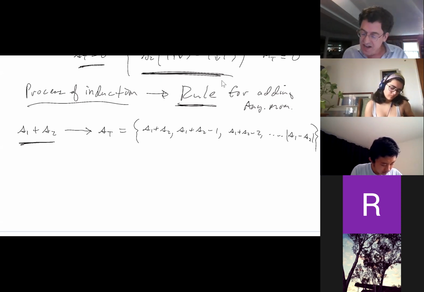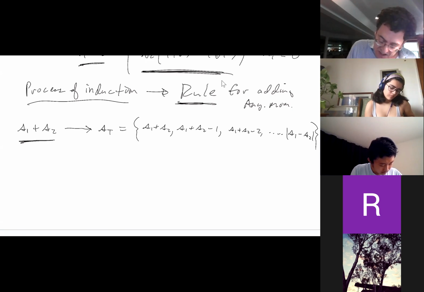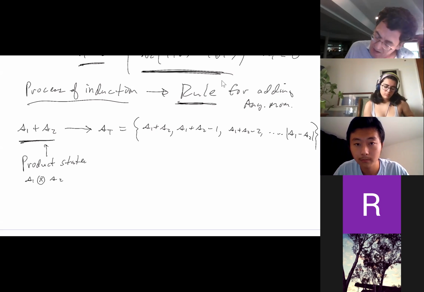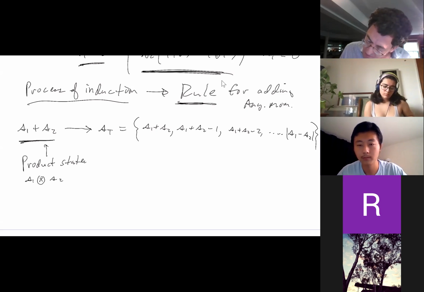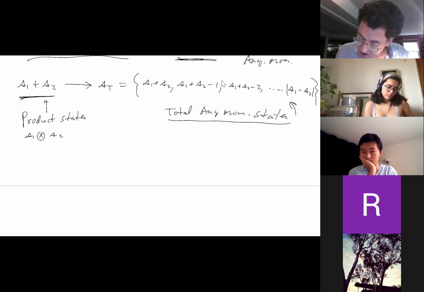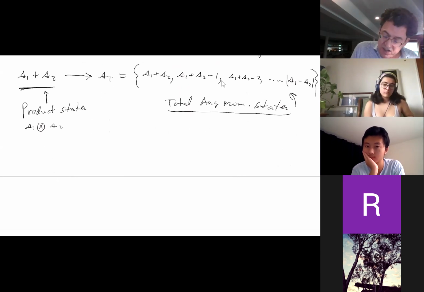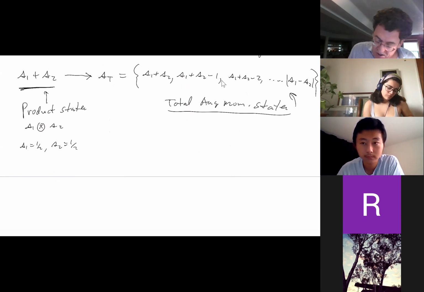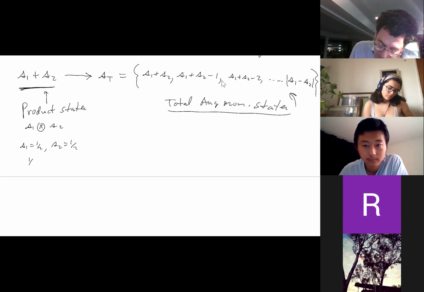That's the rule. If I have two spins and these are product states, which I can represent as S1 tensor product S2, then these are total angular momentum states. And this is the rule, and this is really important. Let's take a look at what I mean by that, because we just did this. We just added S1 equals 1/2, S2 equals 1/2. So let's see if the rule works.